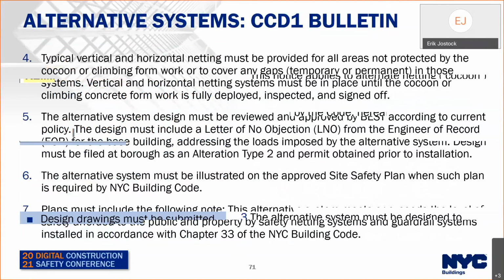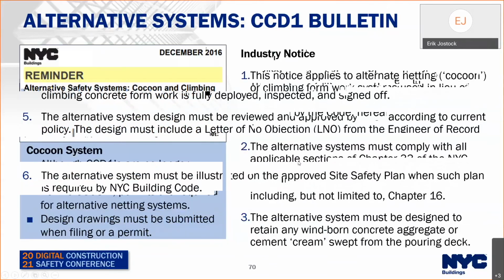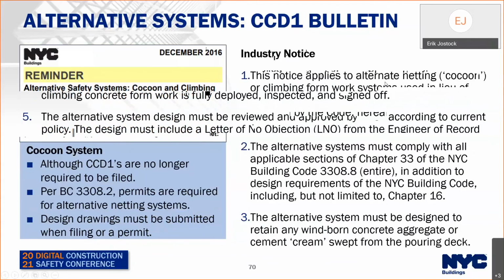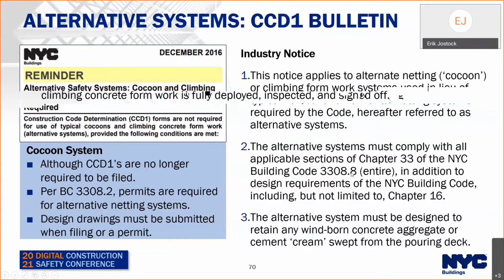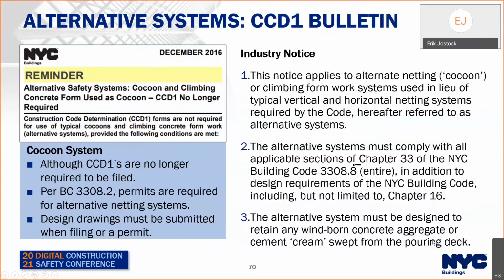Some of the points of the memo are that this applies to cocoon or climbing formwork systems used in lieu of typical vertical and horizontal netting systems required by the code. You have to provide a statement on the plan that all systems must comply. The system must comply with all the requirements of Chapter 33 of the Building Code, design requirements, including but not limited to Chapter 16. The system has to be designed to retain the wind-borne concrete aggregate or cement cream swept from the pouring deck.